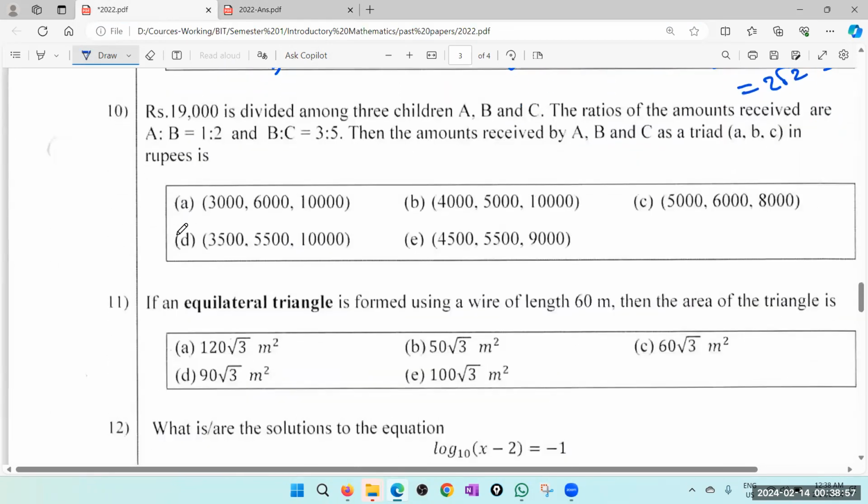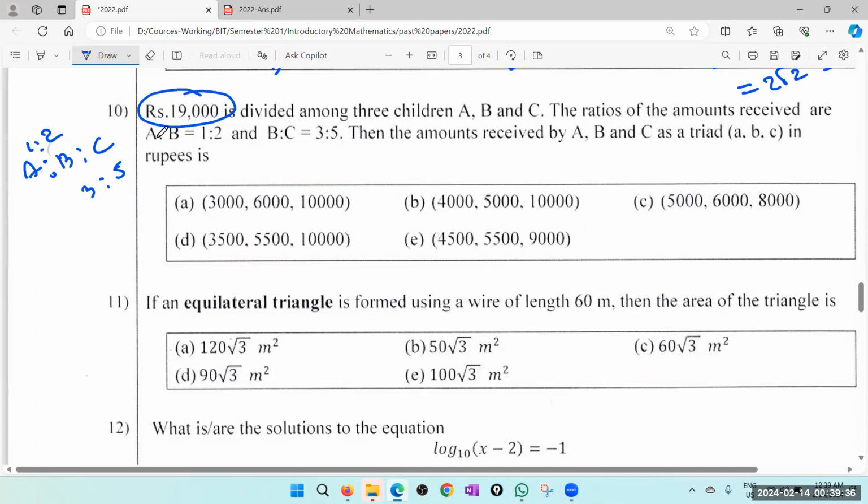10th question, that is a ratio question. Rupees 19,000 is divided among 3 children, A, B, C. The ratio of the amounts received are A to B 1 to 2, right? A to B is 1 to 2. B to C is 3 to 5. Then the amount received by A, B, C as a triad. Triad means something like comma separated, but it must have 3 values. Remember that altogether it is 19,000.